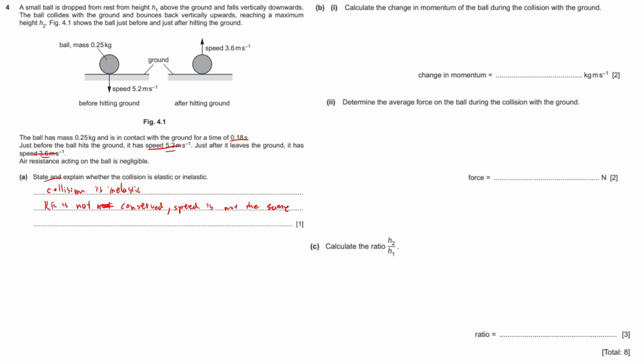All right, so for BI, calculate the change in momentum of the ball during the collision with the ground. So we know that change in momentum is going to be P_f minus P_i.